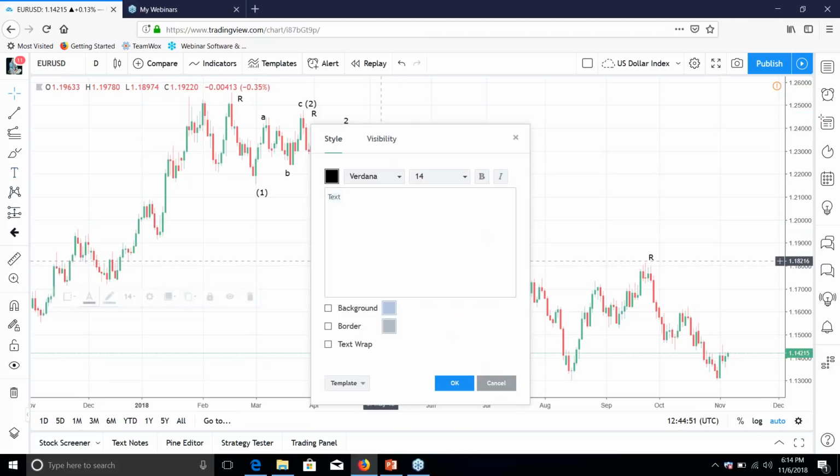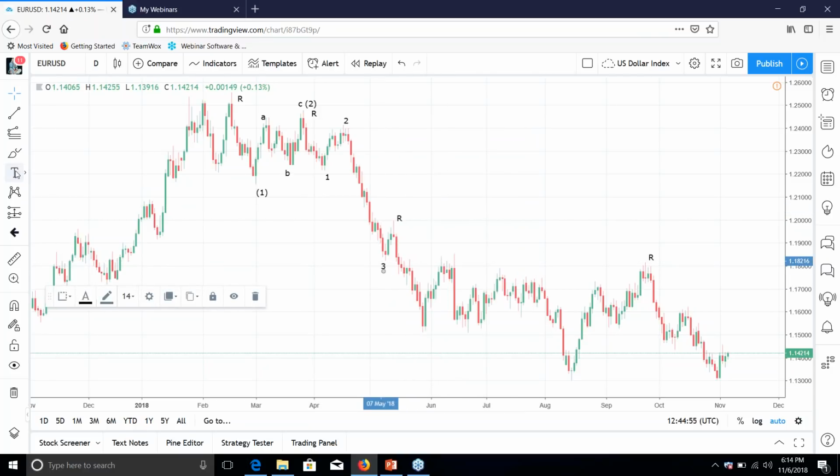So start counting your 5 when you are counting your third wave. 1, 2, 3.